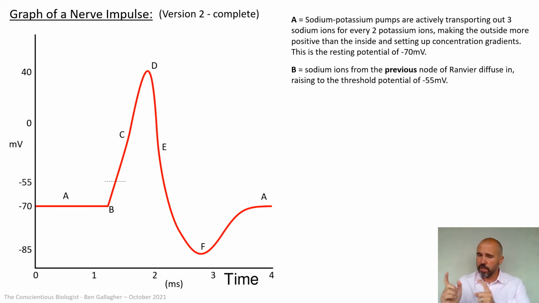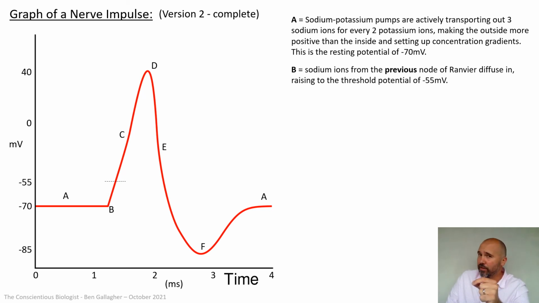B, we didn't have on the last graph, but now we know that B is sodium ions from the previous node of Ranvier diffusing into the current node of Ranvier, which raised the potential to the threshold of -55. So if you look at the graph, I've put a little dotted line on the red, and at the side I've marked -55. So from point B, that increase from -70 is caused by sodium diffusing down from the previous node of Ranvier. So from B up to where the dotted line crosses the red, that increase is caused by diffusion of sodium ions from the previous node of Ranvier.